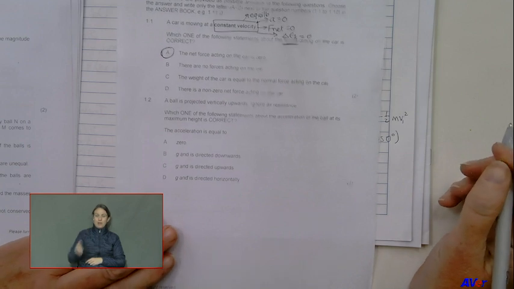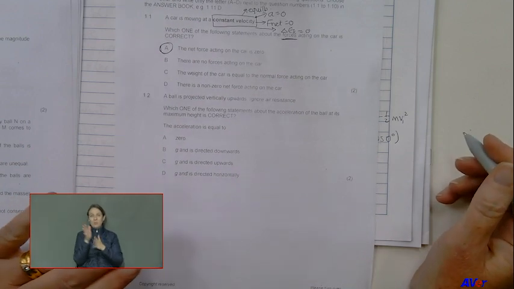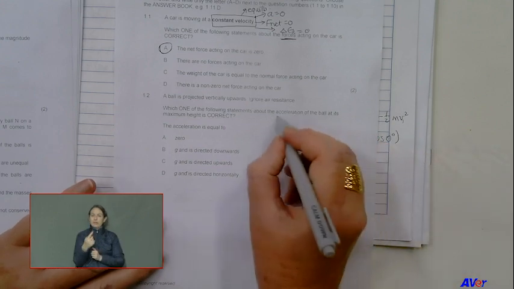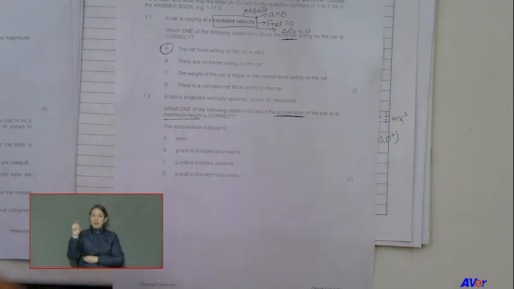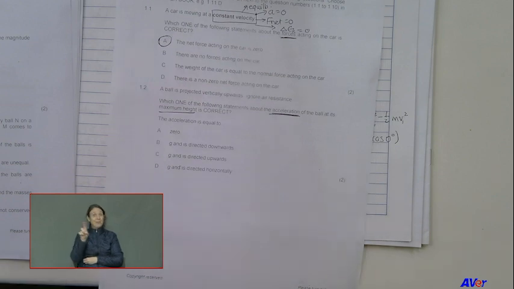Okay, 1.2. A ball is projected vertically upwards, ignore air resistance. Which one of the following statements about the acceleration at maximum height? Boys and girls, this is the one that you get wrong most of the time, because you say that acceleration at the top is 0. If that is true, that means if I jump up in the air, I'm going to stay there and never return again, because then you tell me that the earth stops attracting me. That's not true. If I go up, I must come down also.